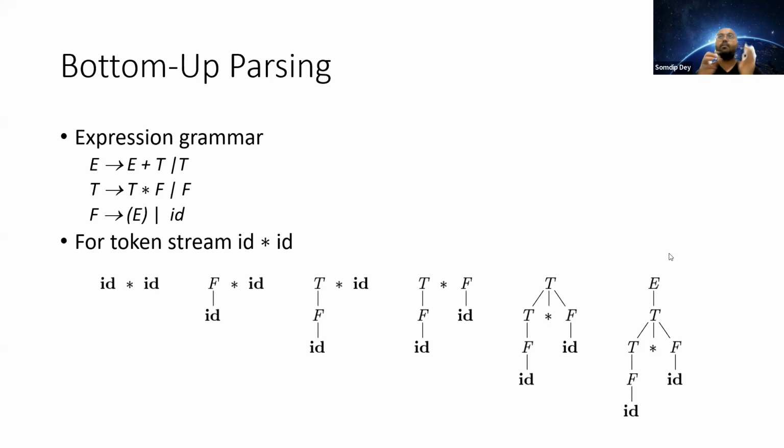So the main difference between top-down parsing and bottom-up parsing is how or where you start. For top-down parsing, we start from the production rule and we expand the production rule. Whereas in bottom-up parsing, we start from the input string and we replace parts of the input string with the production rule to form the parse tree.